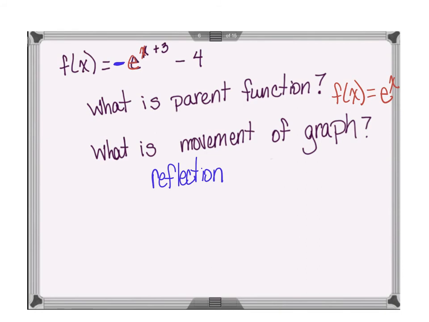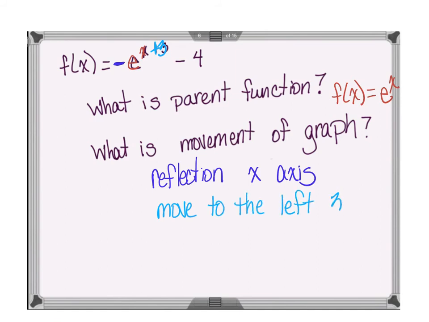Nope, it's not the y-axis, I'm sorry. The reflection is occurring across the x-axis. And it's okay if you plug this into Desmos to see what it does. Your reflection is across the x-axis. Okay? Then I have plus 3. So we have to think about what the plus 3 is telling me to do. And it's telling me to move to the left 3. Then I have minus 4. And that is telling me to move down 4.